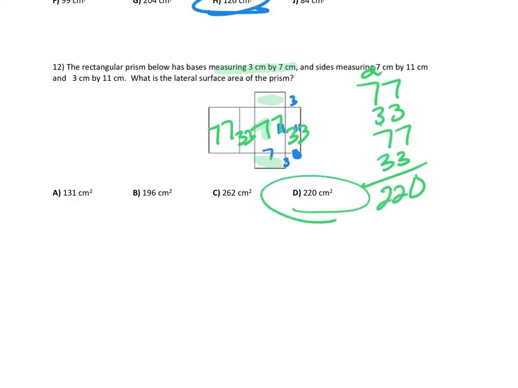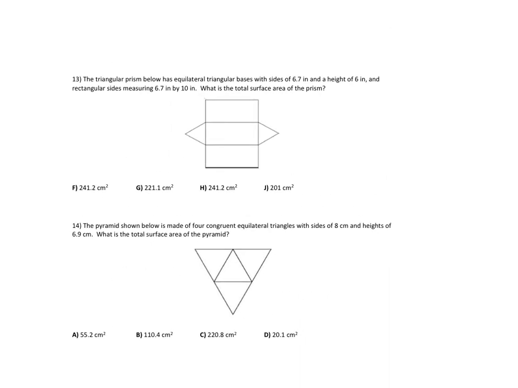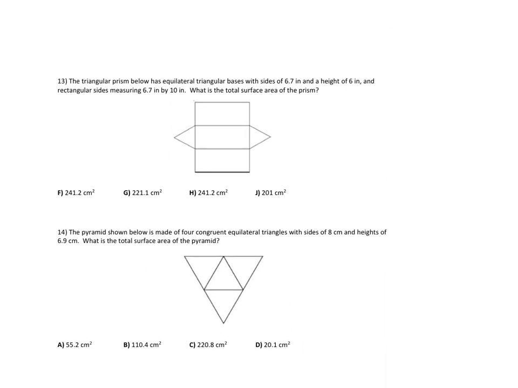Okay. Last ones, 13 and 14. The triangular prism has an equilateral triangular base with sides of 6.7 and a height of 6. And the rectangular side measures 10. What is the total surface area? So technically we have 3 rectangles that are 6.7 times 10, which is 67. Are y'all good with that? So this is 67, 67, and 67. That would be our lateral if they were not asking for all of it.